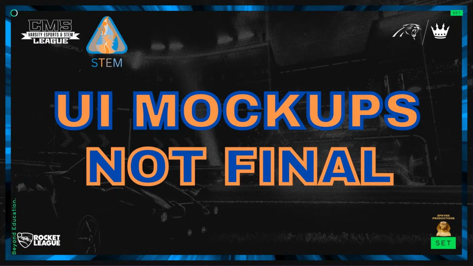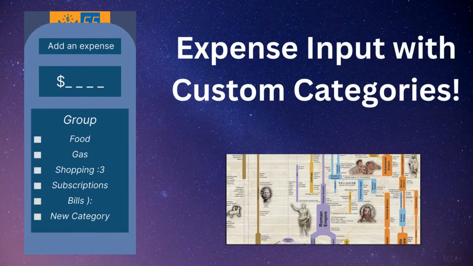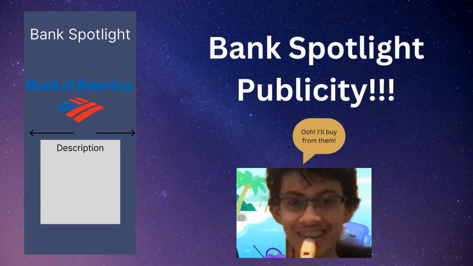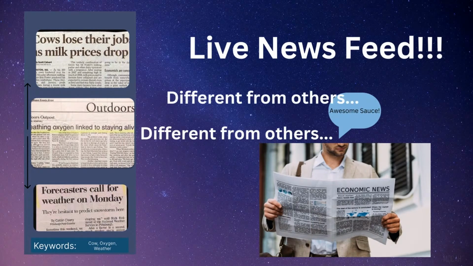Since Frugal Friend's main function is budgeting, there will be a home screen that features fields to input incomes and expenses, and a button to take you to a calendar, and the actual information that you need to save. We will feature 2 scroll screens, the Bank Spotlight section, where financial services can advertise, and the Live Newsfeed, which is innovative and makes our app different from others.